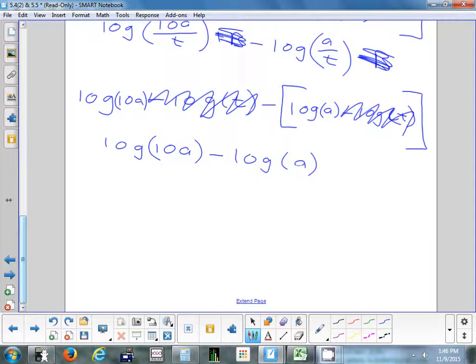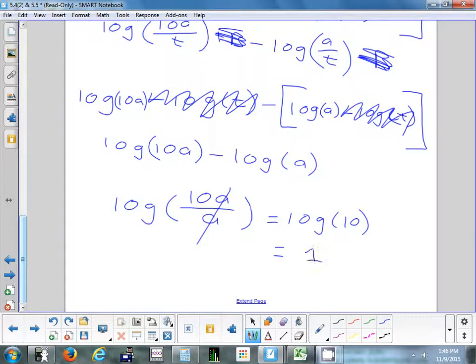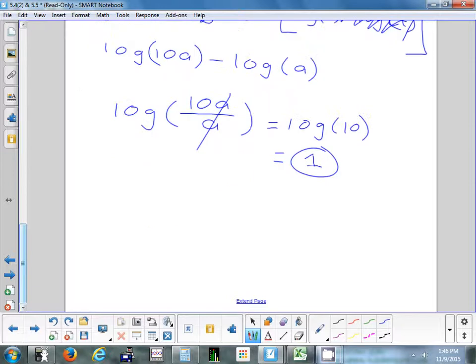Okay. Now these two logs are separate. What could I do with them? Recombine them. And would it recombine as multiplication or division? Division. What would be on top? Bottom? And now what happens? A's cancel out. So the final answer, all I have to do is find the log of 10, which is 1. So the difference on the Richter scale, if something becomes 10 times more powerful, it's a difference of 1 on the Richter scale.